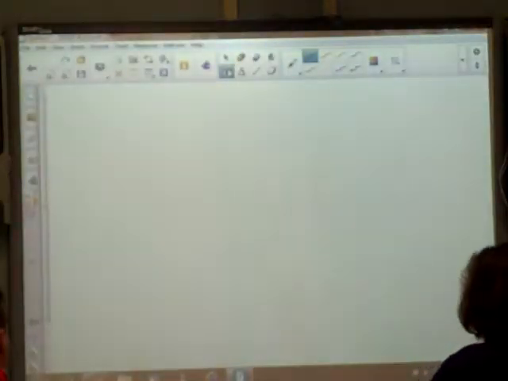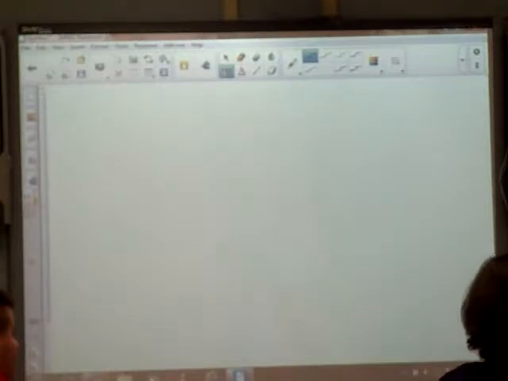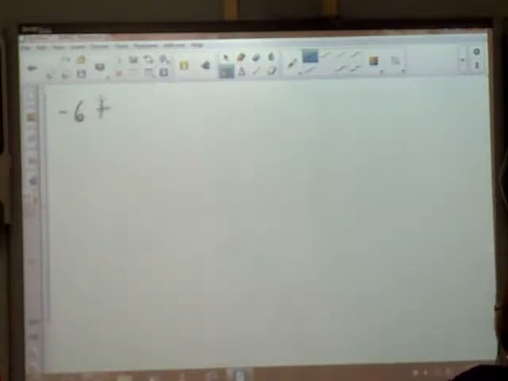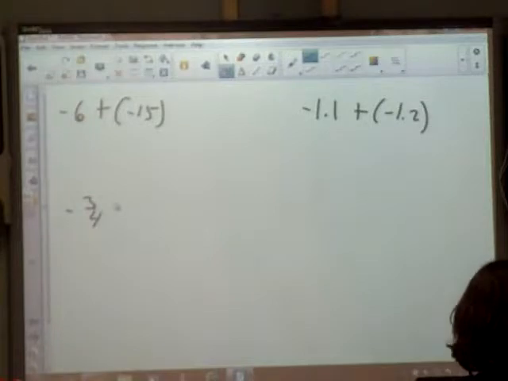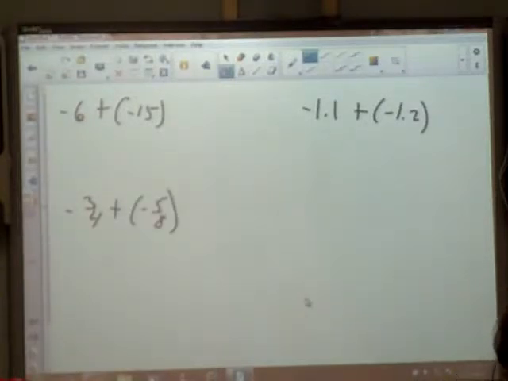Alright, start our notes here. I got several problems that we're going to just jump in with. This first one says negative 6 plus negative 15, number 1. I'm going to give you negative 1.1 plus negative 1.2. Then the last one for right now is negative 3/4 plus negative 5/8. Okay, we're going to deal with those three columns.